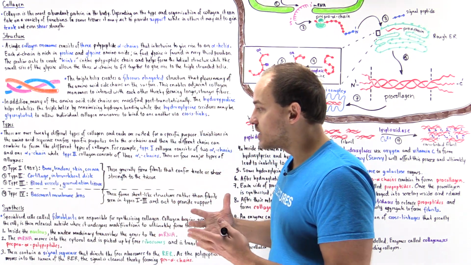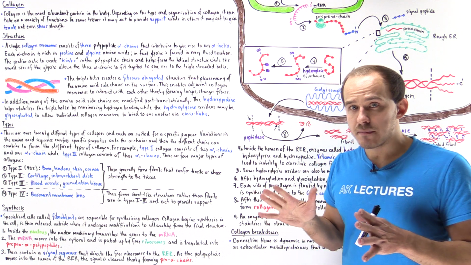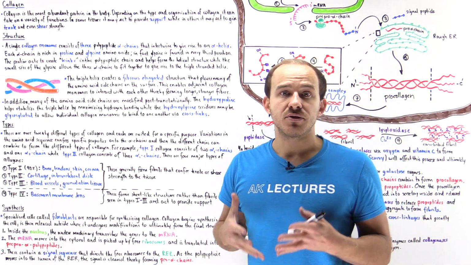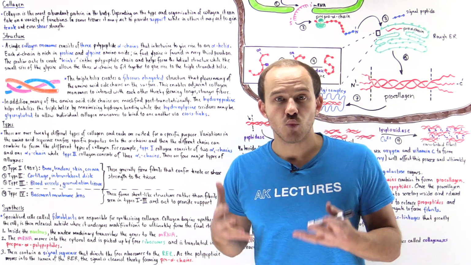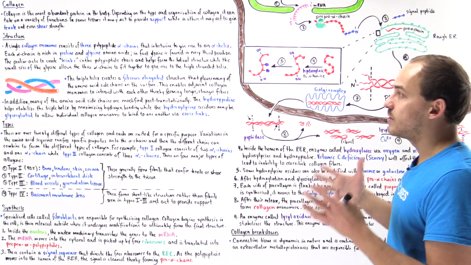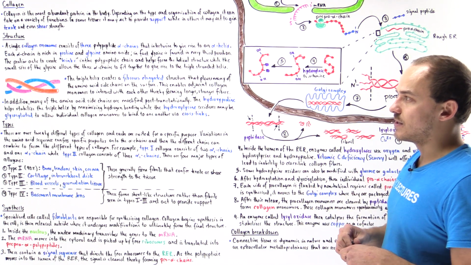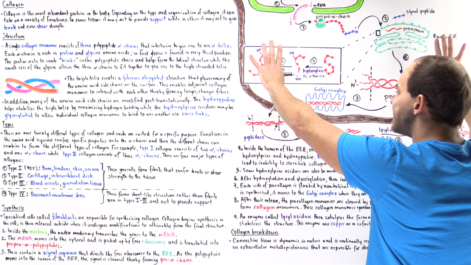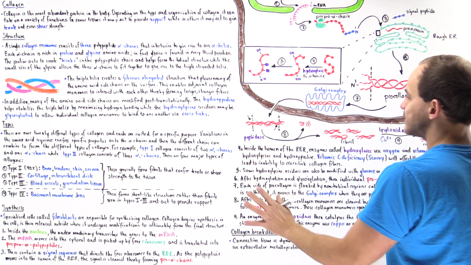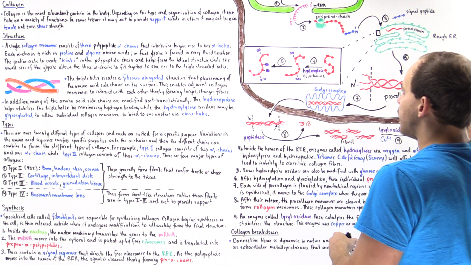Now, regardless of the fibroblasts that we're talking about, all of them carry out the same function in the same exact way. They generate the collagen. And so collagen synthesis begins inside the cell and ends outside the cell. And it's carried out in the following fashion.